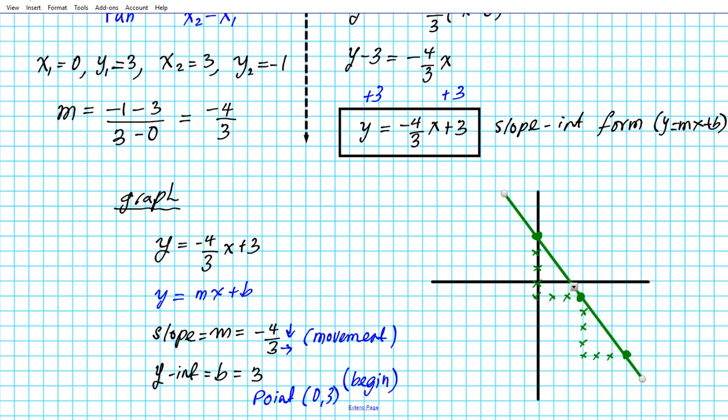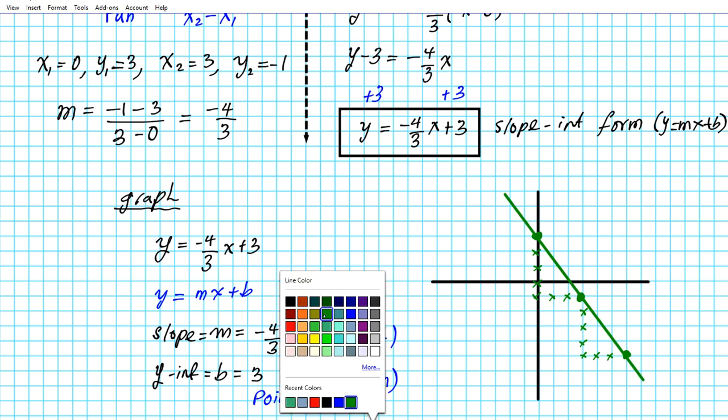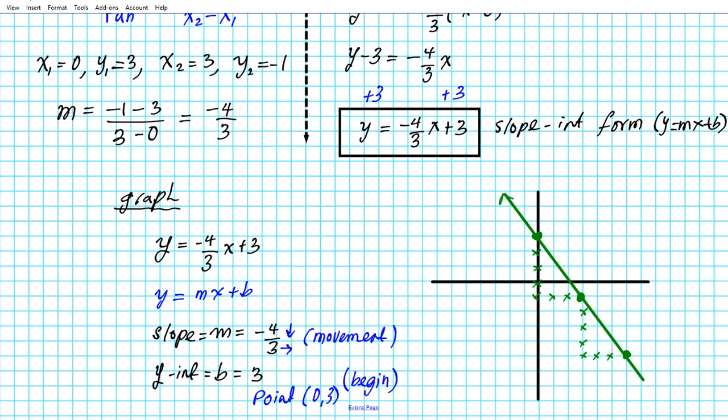Now let's go ahead and write down the equation of this line. The equation of this line can be written in two forms. If you write it in point-slope form, it's going to be y minus 3 equals negative 4 thirds, x minus 0, or you can also write it as y equals negative 4 thirds x plus 3. They're both correct.